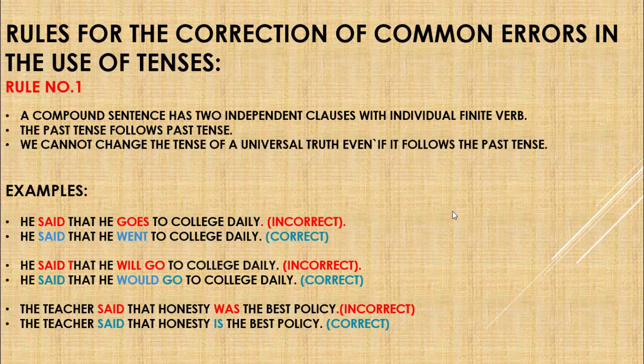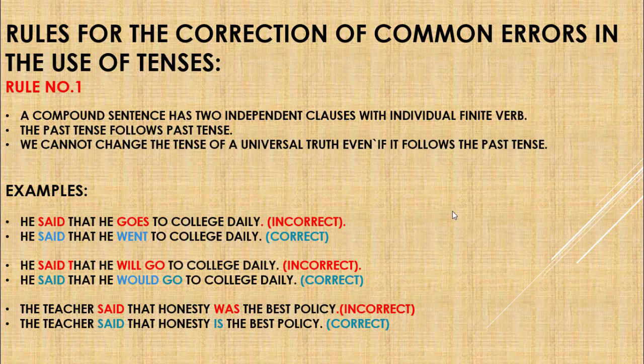In the second example, he said that he will go to college daily is also incorrect. The correct example is he said that he would go to college daily. The reason is the same, that the past tense should follow past tense.